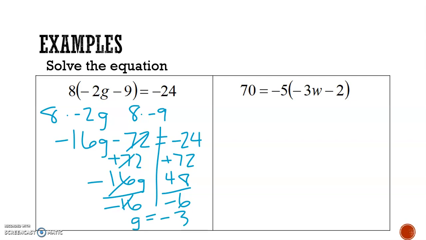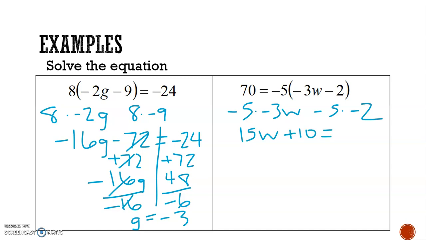And last example question, we have our distributive on the right side this time, but we still do the same steps. So negative 5 times negative 3w, and then negative 5 times negative 2. So negative 5 times negative 3w, this is a positive 15w. And then negative 5 times negative 2, that is a positive 10.